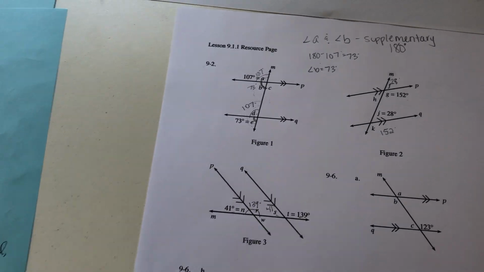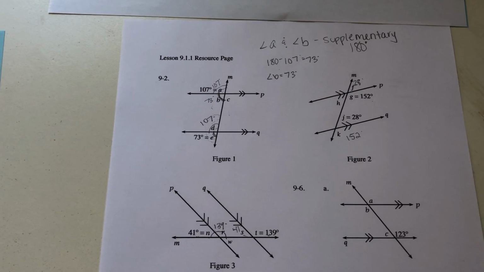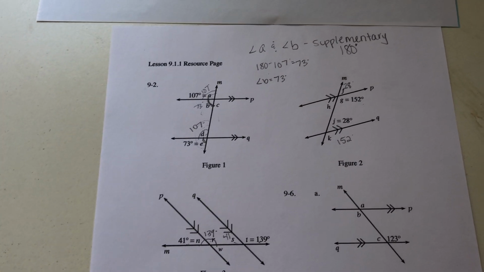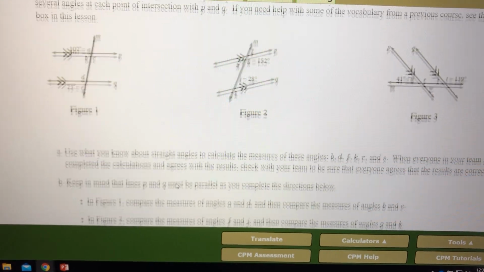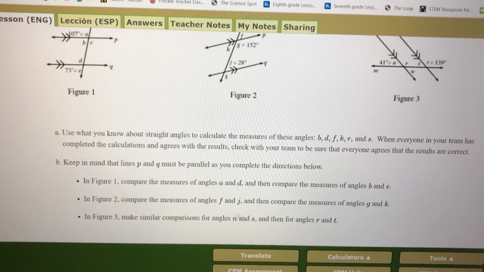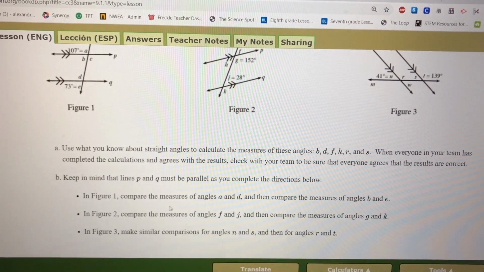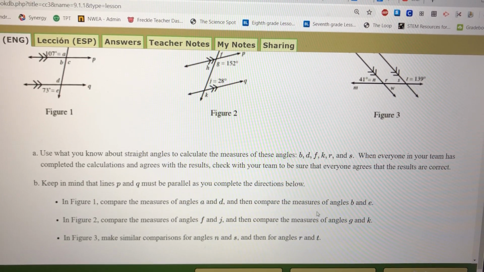Okay, so now for part B, it says to compare. Keep in mind that lines P and Q must be parallel as you complete these next directions. In figure 1, compare the measures of A and D, and then compare the measures of B and E. I'm just going to show you my summary of what I wrote.